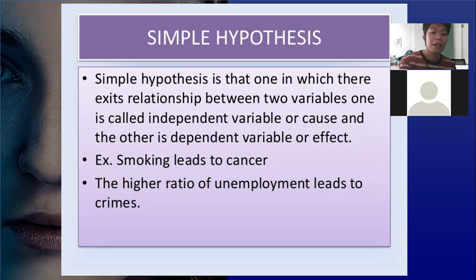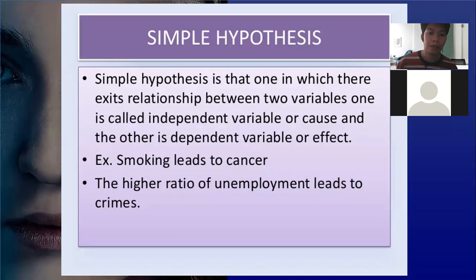The higher ratio of unemployment leads to crimes. Itong unemployment, ito yung independent, crimes, ito yung dependent variable. There are two major variables in the study.